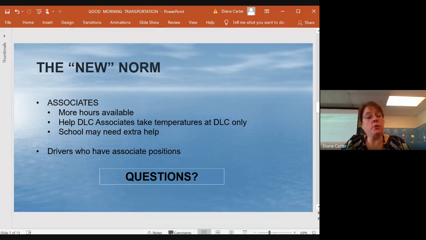I'm hoping that the school will be diligent about making sure that we're aware of it too, so that we don't pick up that child, and we'll keep on that. Again, there's going to be that learning curve. This is all new.